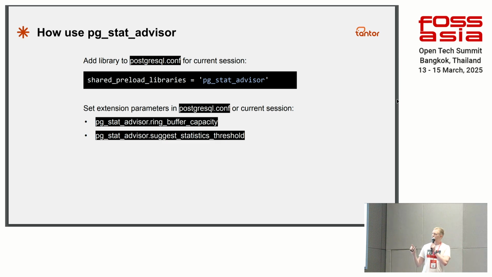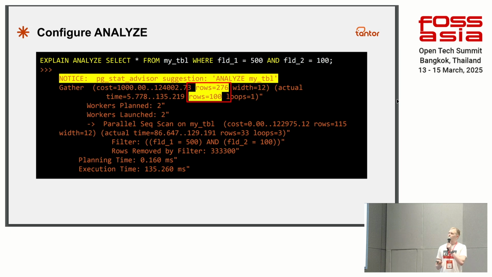And the second GUC parameter is the ratio of estimated rows to actual rows. It means that if the ratio of estimation to actual rows is less than this GUC parameter, the extended statistics will be created. But if it's greater, no. So let's consider the examples.